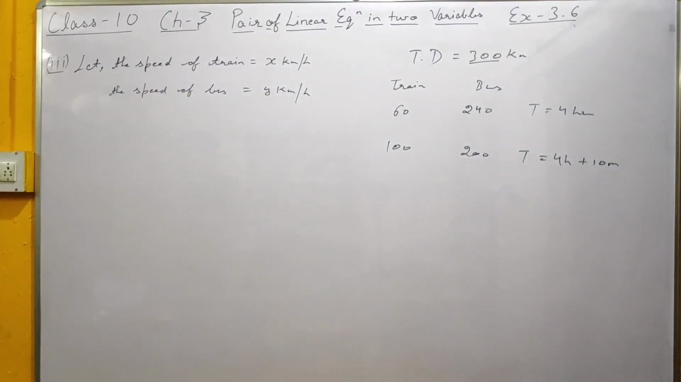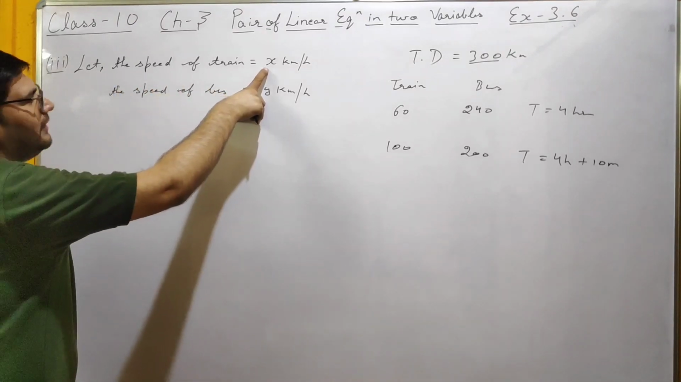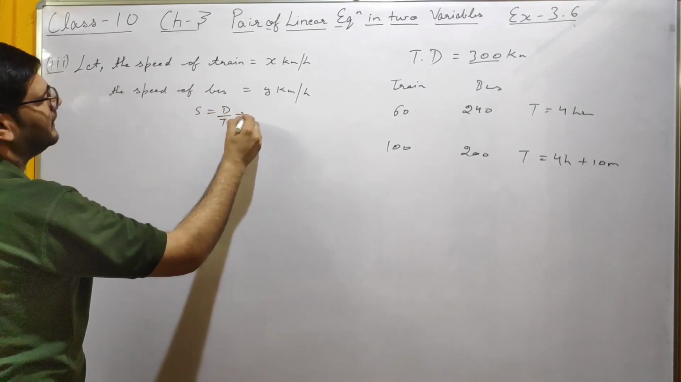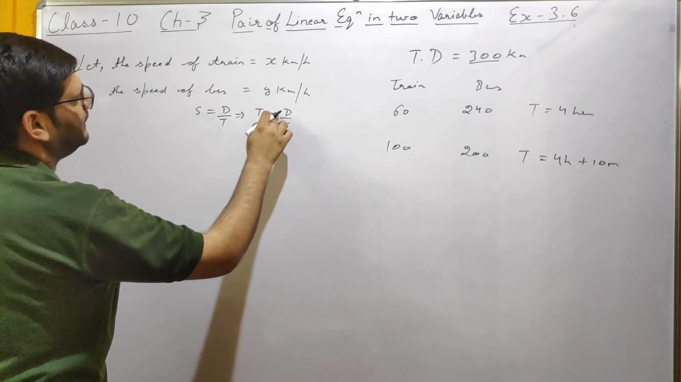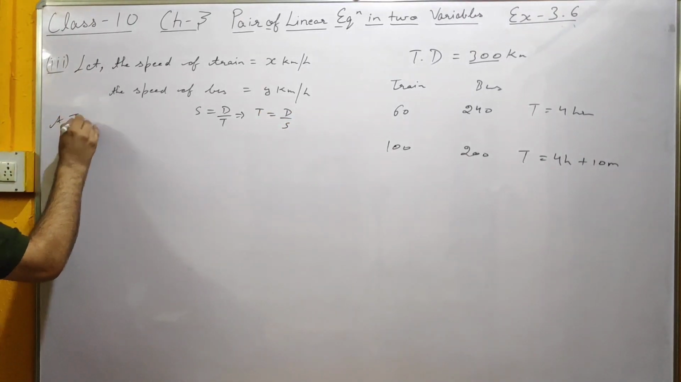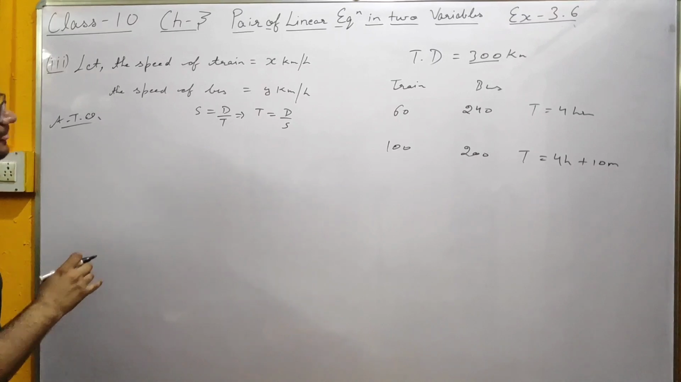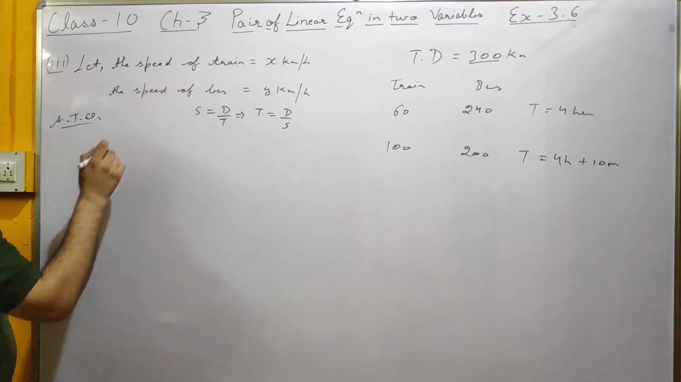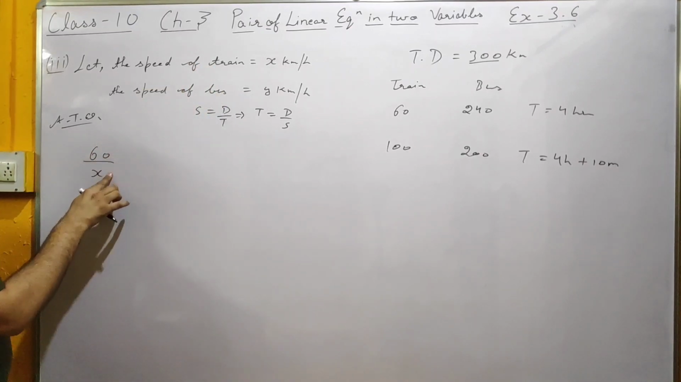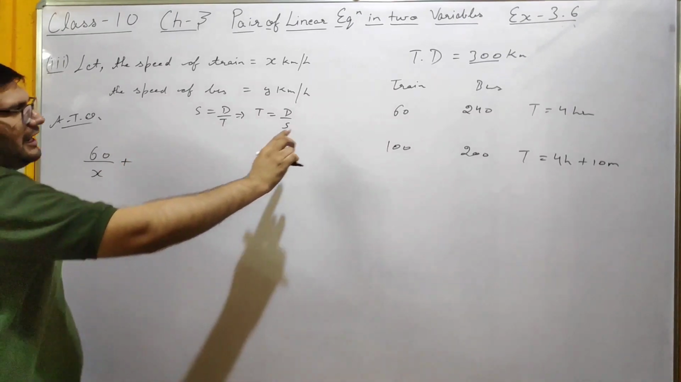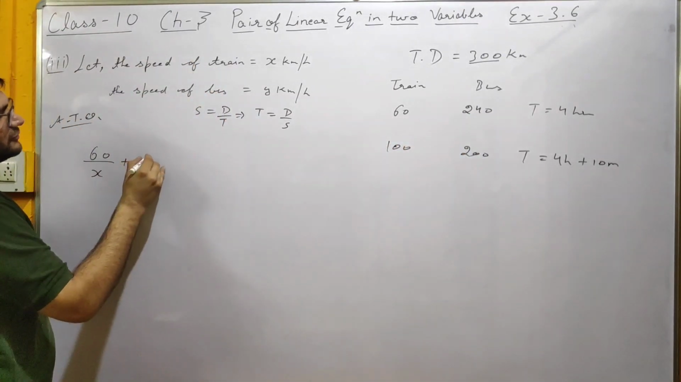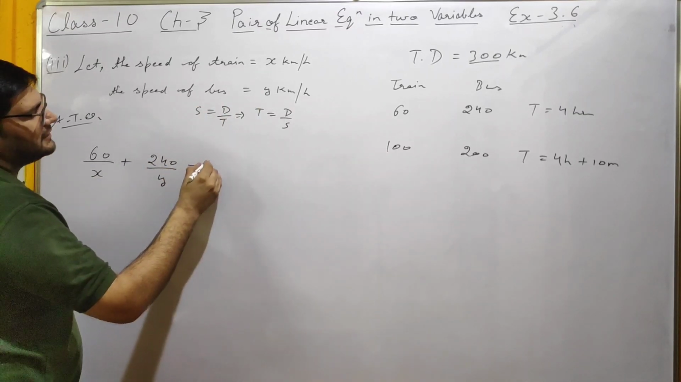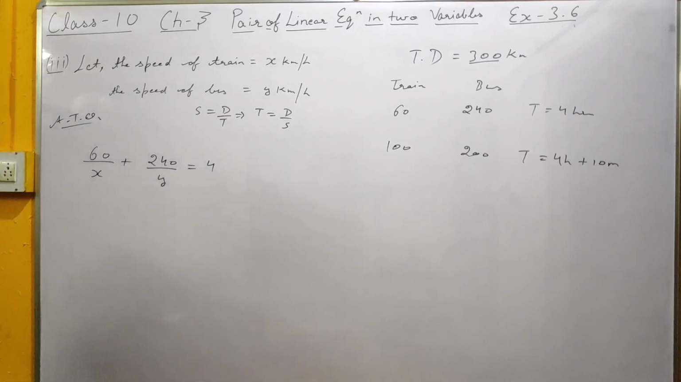So we'll say let the speed of the train be x kilometers per hour and the speed of the bus be y kilometers per hour. Speed equals distance upon time, or we can say time equals distance upon speed. According to the question, in the first case, what is the distance? 60 by train. What is the speed of the train? It is x. Distance upon speed, plus after that she travels by bus. The distance is 240. The speed of the bus is y. So in total, how much time is she taking? 4 hours. This will be the first equation for us.